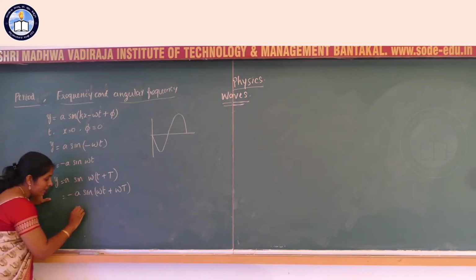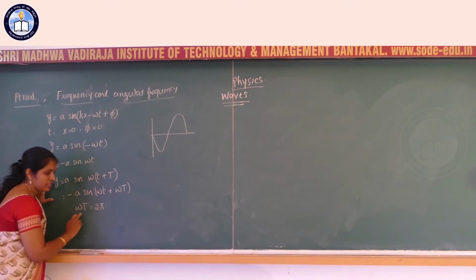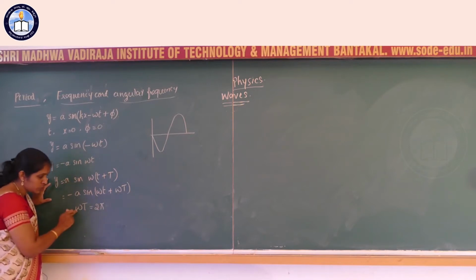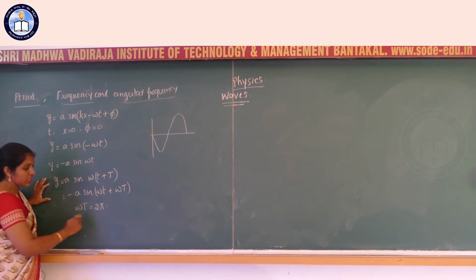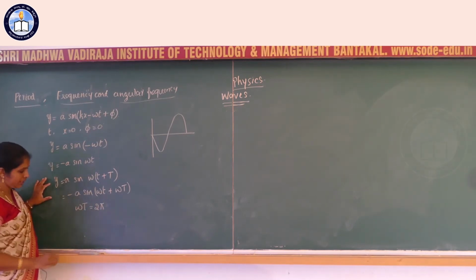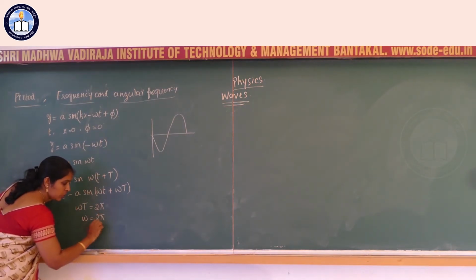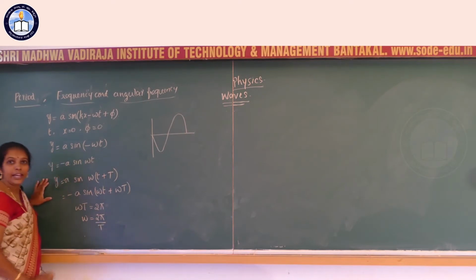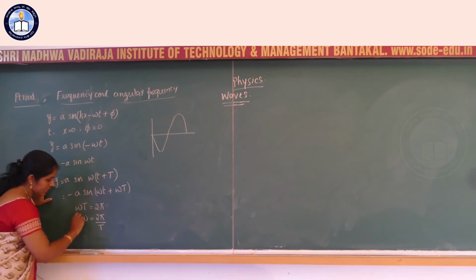That is, omega T becomes equal to 2 pi radians. When omega T is equal to 2 pi, the same displacement repeats, since the sine function repeats after every 2 pi radians. Therefore, angular frequency omega is equal to 2 pi by T. Angular frequency omega is 2 pi by T. This is one equation.